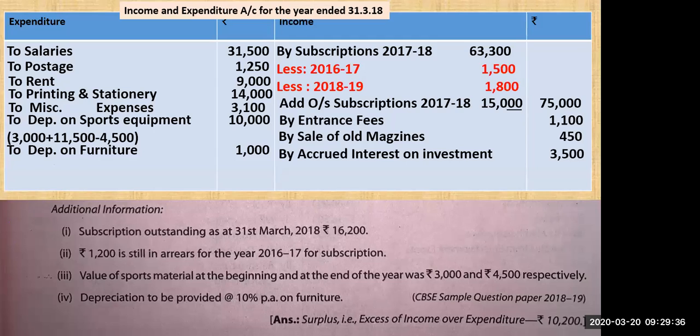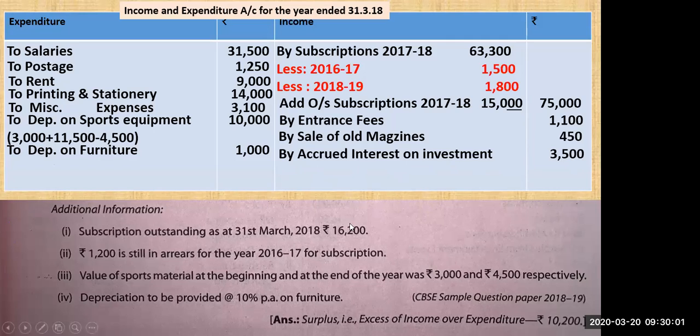ठीक है? Now this one is accrued interest on investment 3,500. Investment were for 70,000 I think. Yes, sir. 70,000 and 10% of 70,000 is 7,000. But we have taken it on 1st October 2017, so it will be 3,500. Clear?